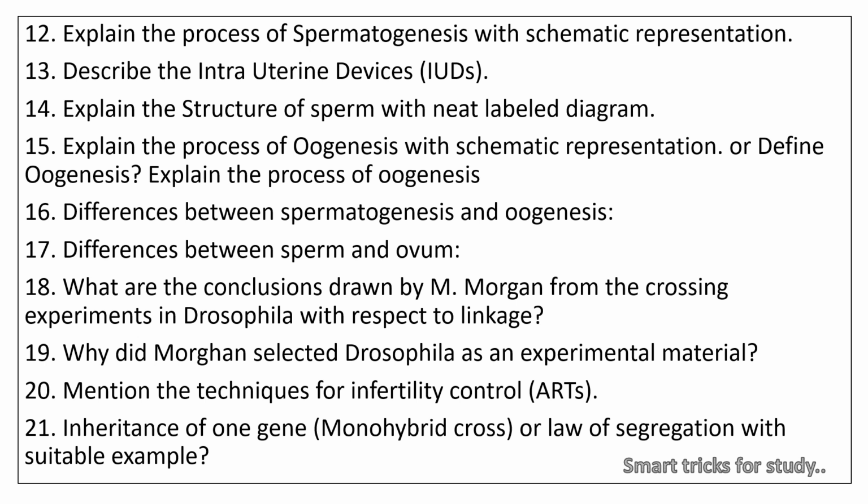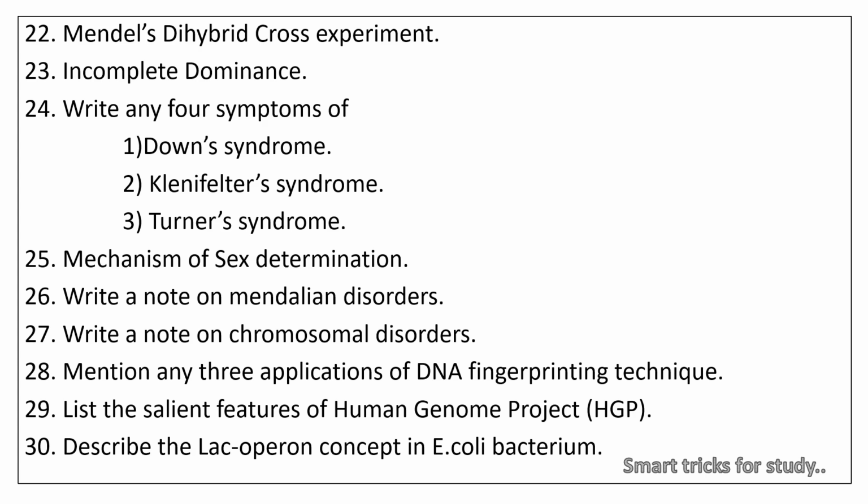21. Inheritance of one gene, monohybrid cross, or law of segregation with suitable example. 22. Mendel's dihybrid cross experiment. 23. Incomplete dominance. 24. Write any 4 symptoms of 1. Down's syndrome. 2. Klinefelter's syndrome. 3. Turner's syndrome. 25. Mechanism of sex determination.